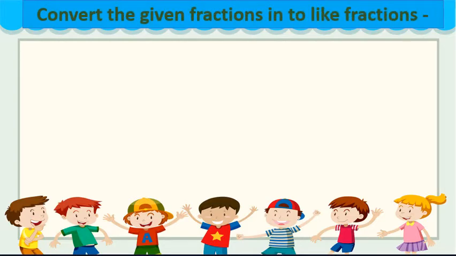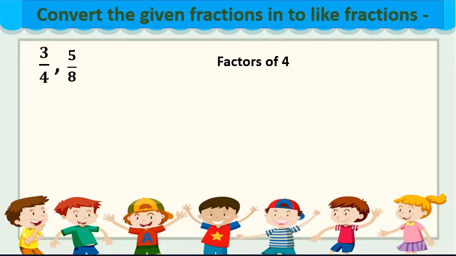Convert the given fractions into like fractions. You know that like fractions means they have the same denominator. But here 3 upon 4 and 5 upon 8, two fractions are there and they have different denominators. Now we will convert them into like fractions, means with the same denominator. The first step is to find out the multiples of 4 and multiples of 8.